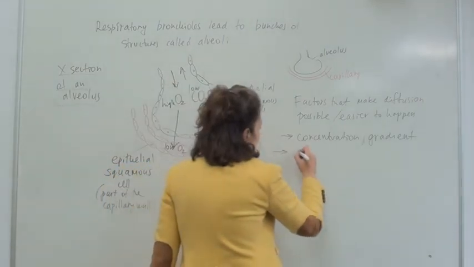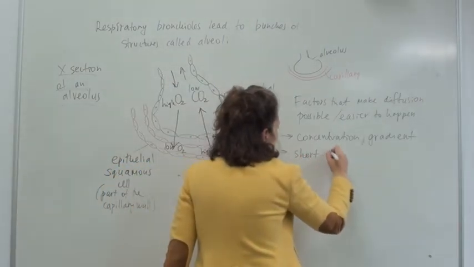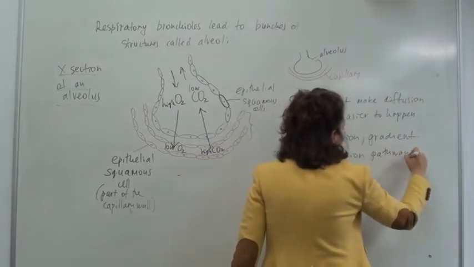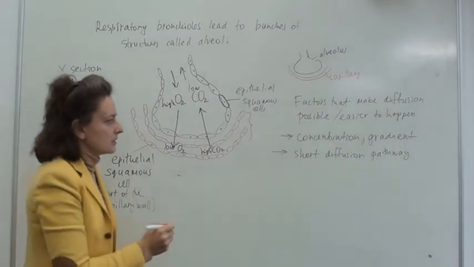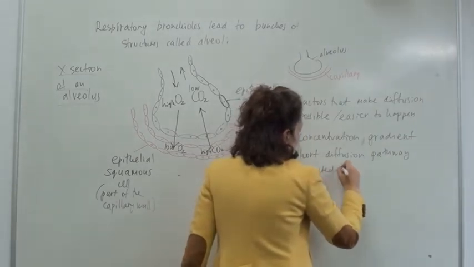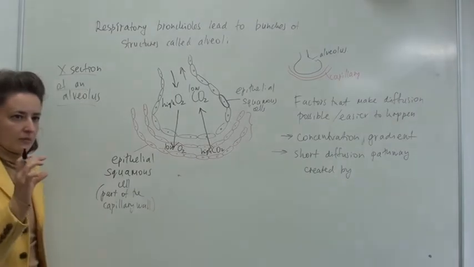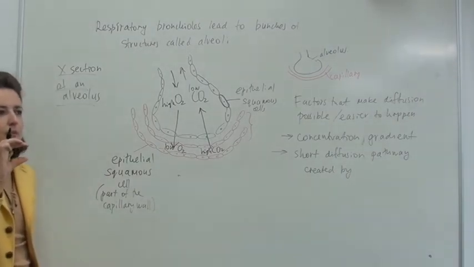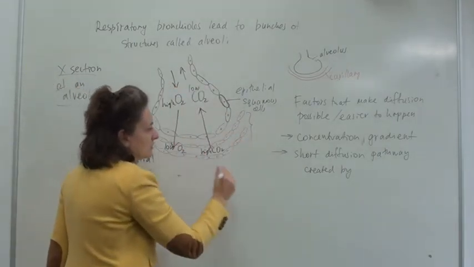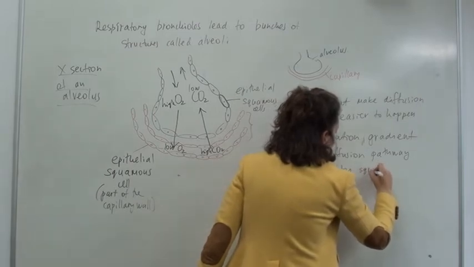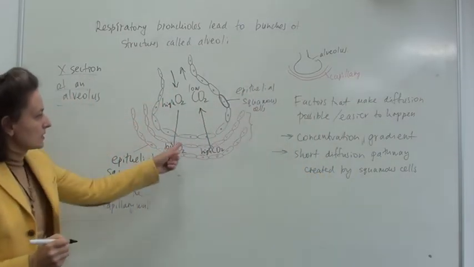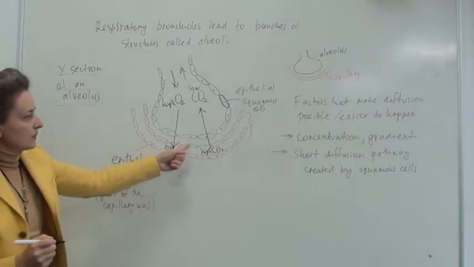So we call it short diffusion pathway. This short diffusion pathway is first of all created by the fact that you've got these very specially designed cells, squamous cells, very flattened cells. So the path is small because of squamous cells. And those are cells not just in the alveolus, you remember, but also in the capillary.